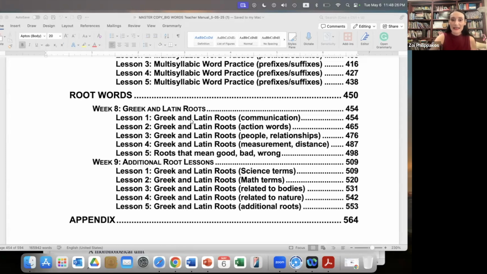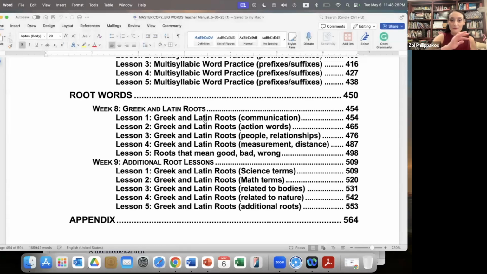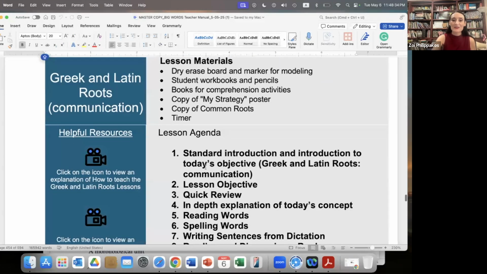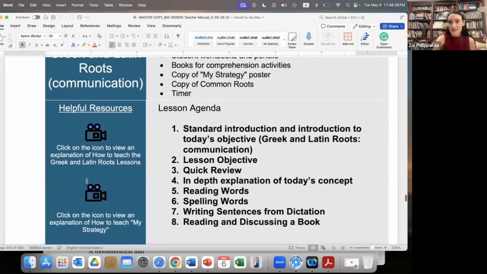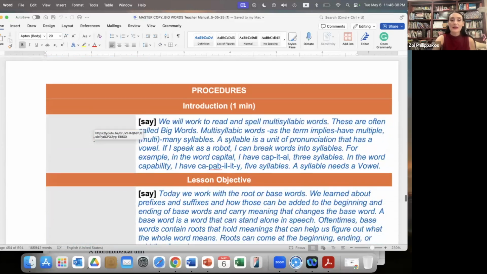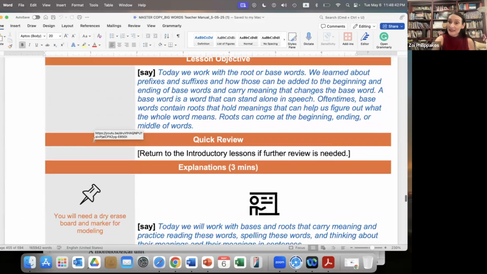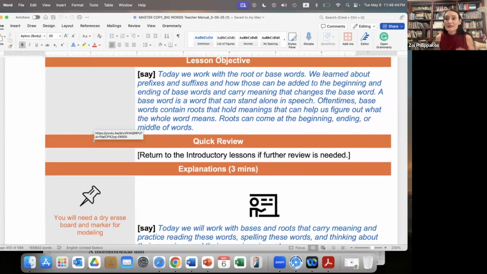So I will select the first lesson. And again, when I reach the lesson, you will see we have lesson materials, the agenda, the helpful resources on the side for you. And then again, I will have the introduction, the lesson objective. So the teacher will say, today we will work with the roots or base words.